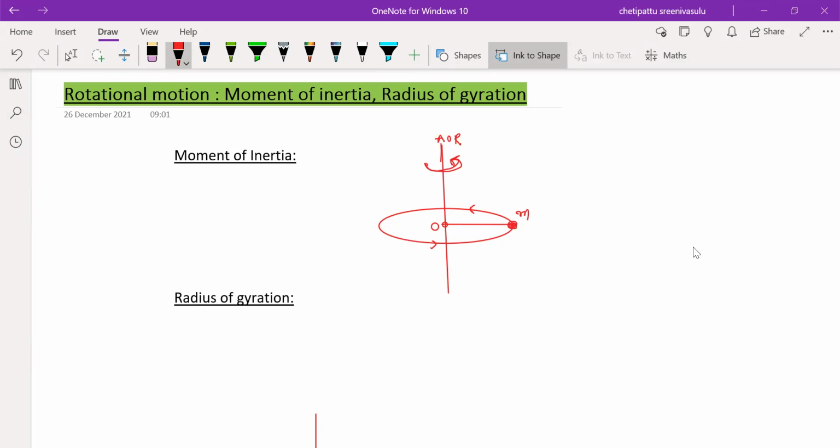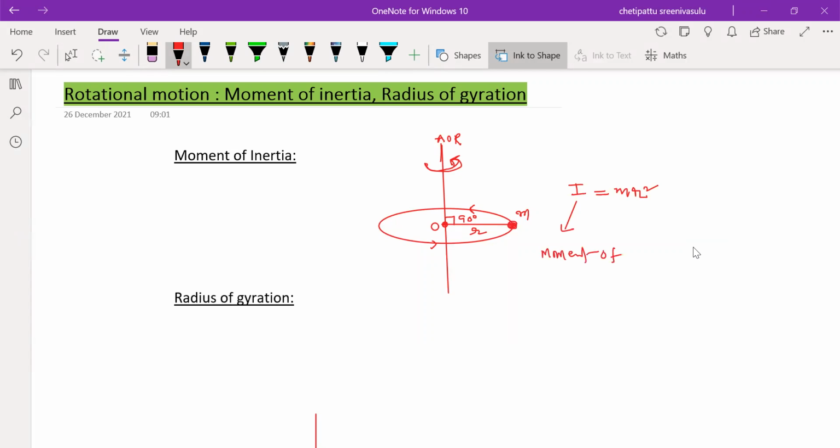How to define moment of inertia? Moment of inertia is indicated by I. I equals the mass of the object times the perpendicular distance from the axis of rotation. From the axis to the mass, assume this is R, the perpendicular distance. Always take the perpendicular distance, 90 degrees. So this is mr square. This is the moment of inertia.